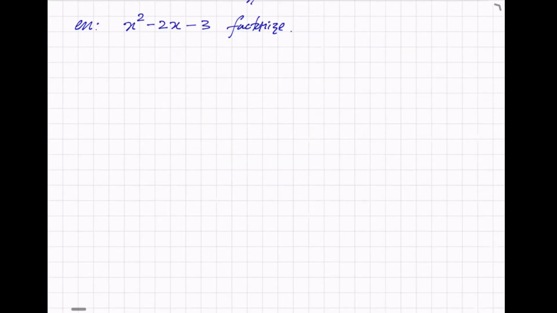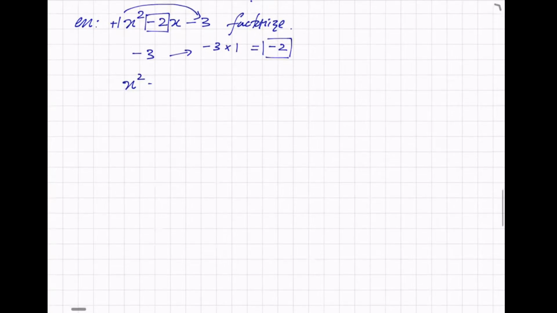Okay, so here you have plus 1. So plus 1 times minus 3 is going to be minus 3. So this can be written as minus 3 times 1, right? When you add that, it's going to be minus 2. So you can match that number with the coefficient here. So now you will rearrange the middle term. So that would be minus 3x plus x minus 3.